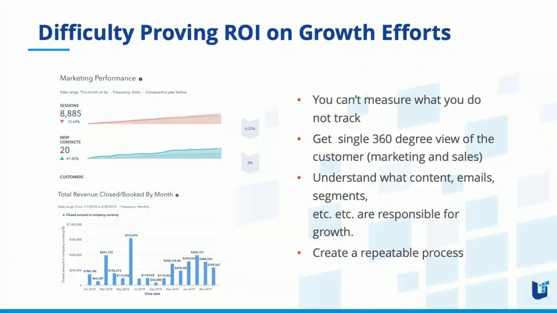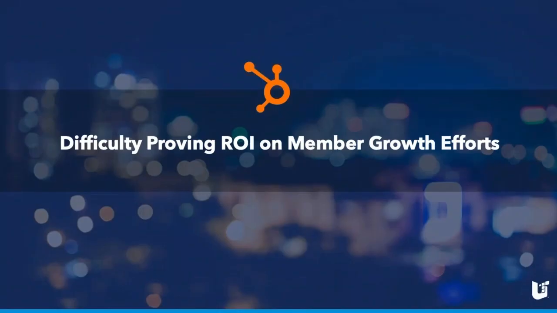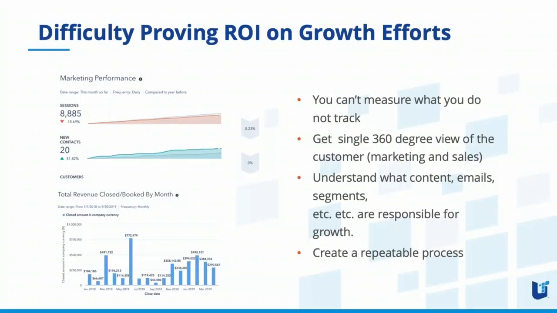So moving on, the next challenge was difficulty proving ROI on member growth efforts. I think we definitely covered a lot of this, but just sticking with the format, when you pull a tool like HubSpot together, you can't measure what you do not track. You're creating a place to track all of your efforts and automate the process of tracking it. If you were using the full suite of HubSpot growth, everyone's trying to get to that single 360 degree view of the customer or the member, a centralized place of marketing and sales data where you're collaborating around the marketing communications and the actual member renewing or donations being given to the association or events.